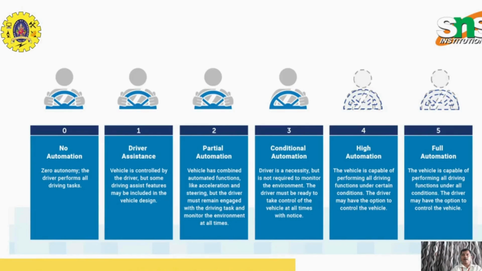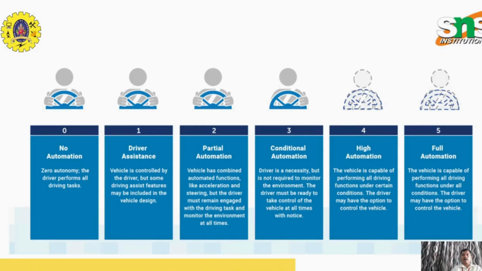And you can see in level 1, that is the first level, driver assistance. The vehicle is controlled by the driver, but some driving assist features are included in the vehicle design. Example, cruise control. And the next is partial automation. Here you can see there is a second level of automation, partial automation. So the vehicle has combined automated functions like acceleration and steering, but the driver is to be engaged with the vehicle for monitoring the environment at all times.